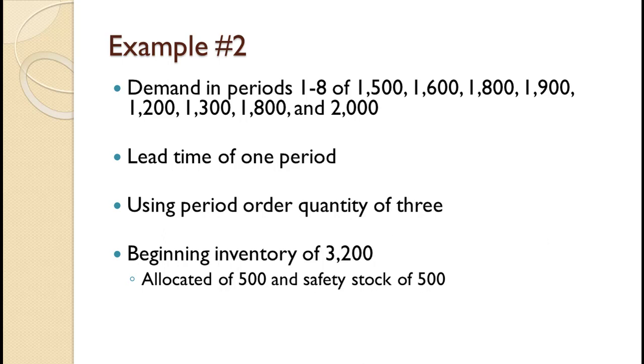In this example, demand is 1,500 in period 1, 1,600 in period 2, 1,800 in period 3, 1,900 in period 4, 1,200 in period 5, 1,300 in period 6, 1,800 in period 7, 2,000 in period 8. Lead time is 1 period. Orders are placed using a period order quantity of 3. Beginning inventory is 3,200 with 500 in allocated inventory and 500 in safety stock.